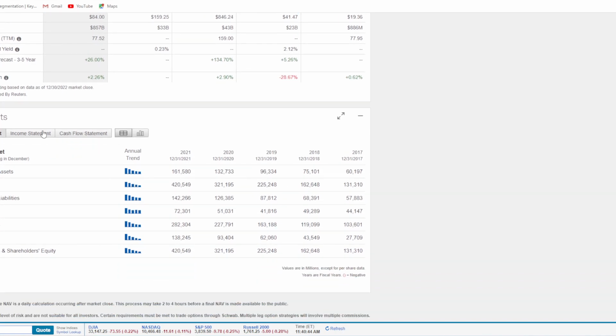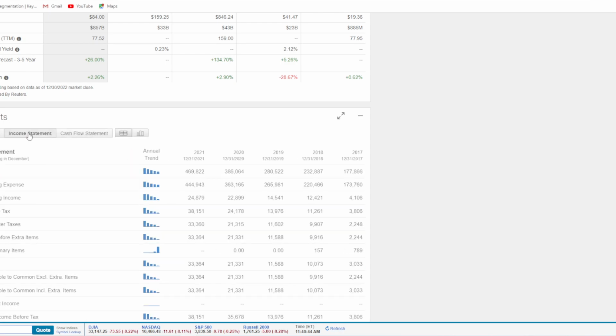But we look and we see these numbers. Assets seem to be continually rising when you look over a 5-year span. Revenue is skyrocketing, right? This is a company that's showing skyrocketing revenue. Back in 2017, we're talking about $177 billion. We're talking about $469 billion in 2021. Over a 5-year stack, we're talking about a 3x increase, right?